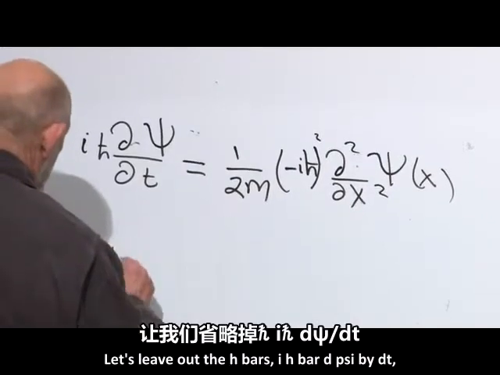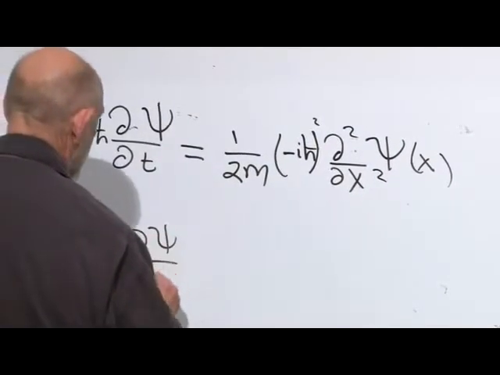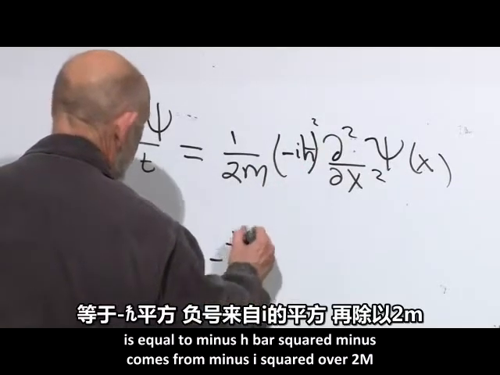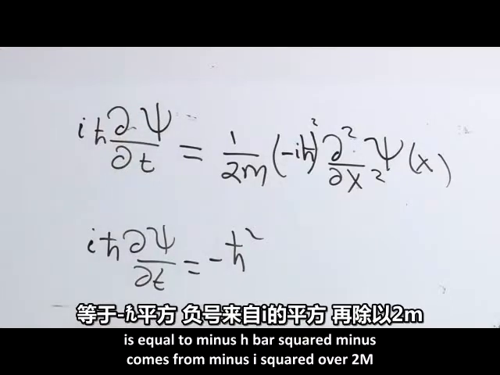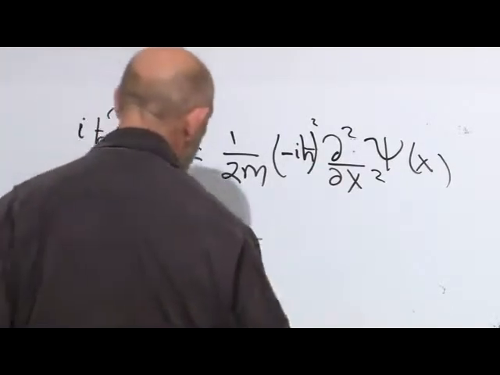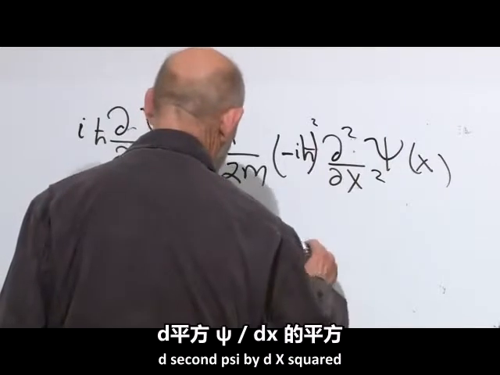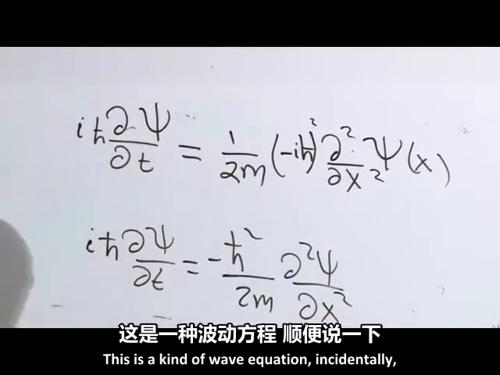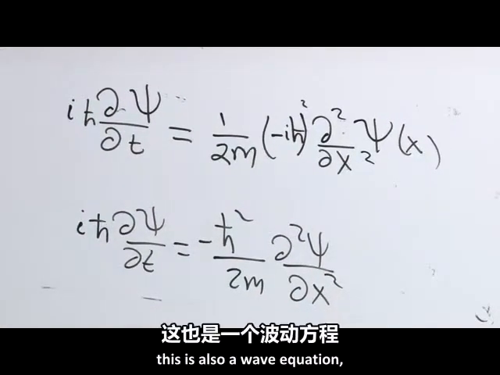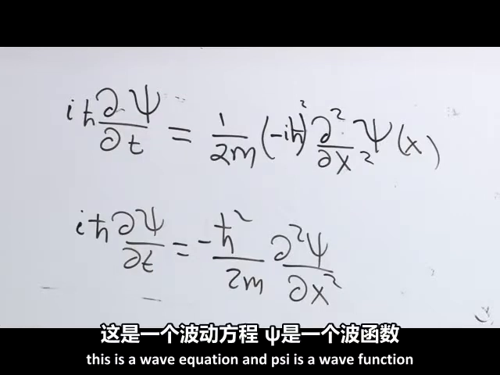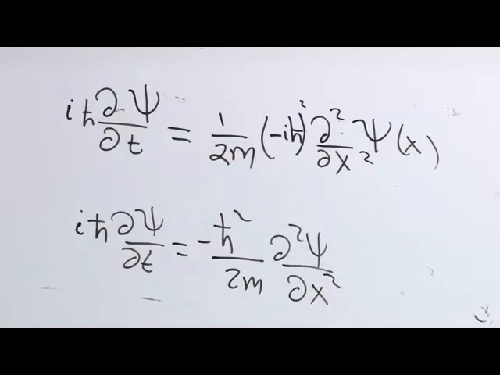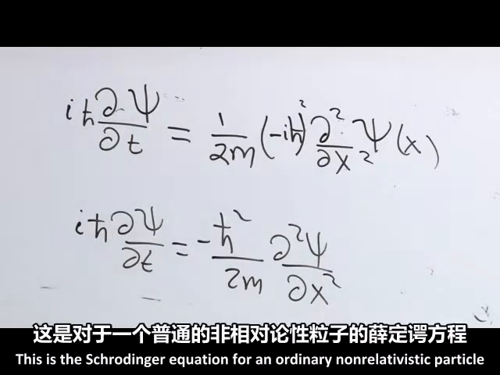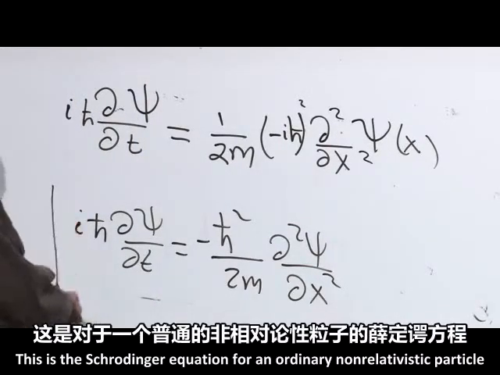Let's leave the h bars. i h bar d psi by dt is equal to minus h bar squared over 2m d second psi by dx squared. The minus comes from minus i squared. This is a kind of wave equation. Incidentally, this is also a wave equation, and psi is a wave function. This is the Schrodinger equation for an ordinary non-relativistic particle.